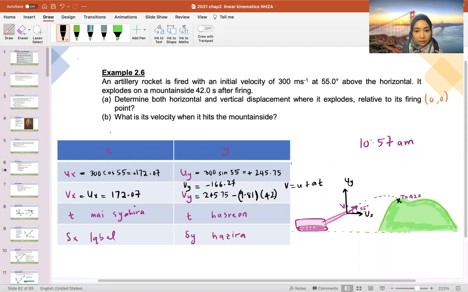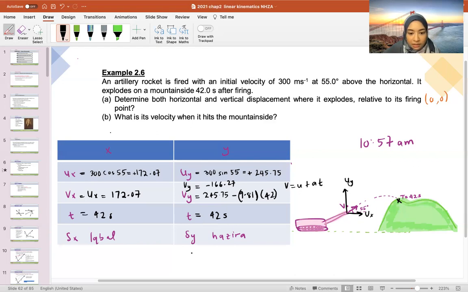And then what is the time Hasrin? What should I put in the time here? 42 second. Okay, thank you. What about what is the time for the X? 42 second also. Okay, saja je nak test. So jawapannya memang 42 second tak ada time lain. So it's just the 42 second which is the total duration to reach your landing point, and for Y and X it's equal. Tak ada perbezaan kat sini.